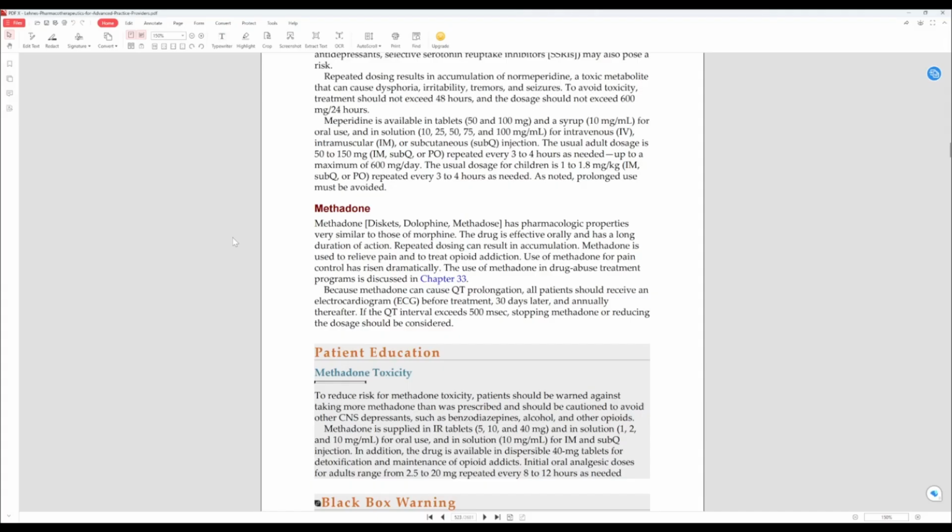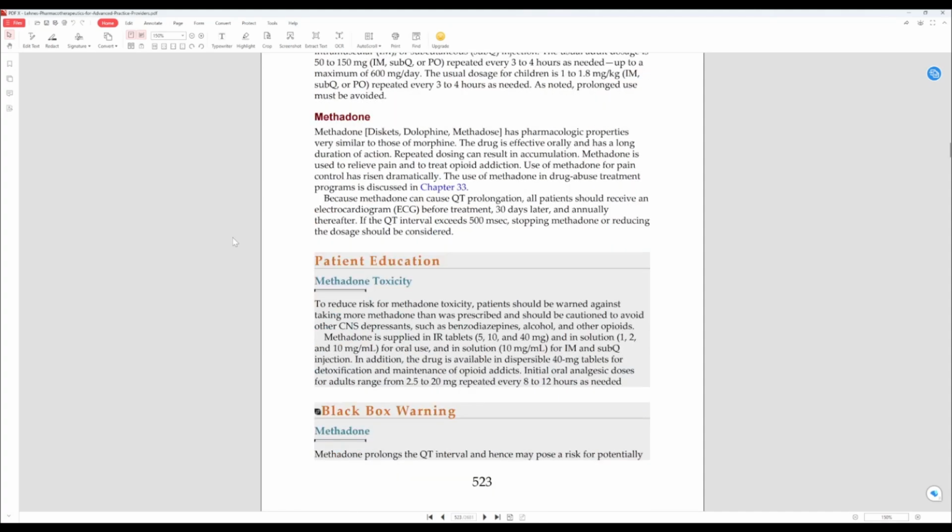The usual adult dosage is 50 to 150 milligrams, repeated every 3 to 4 hours as needed, up to a maximum of 600 milligrams per day. For children, it is usually 1 to 1.8 milligrams per kilogram that can be repeated every 3 to 4 hours. Again, as noted, prolonged use must be avoided.